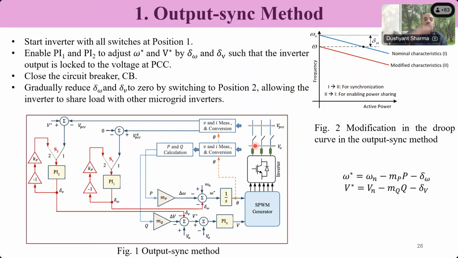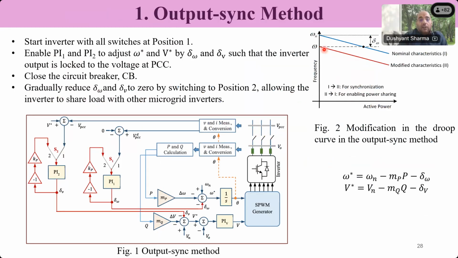We change the slope of this droop curve, shifting it upwards or downwards in such a way that initially, when it gets connected, the power should not flow. The current flow should be zero, just floating mode. It is called a floating mode. At floating mode, the power should be zero, the current should be zero.